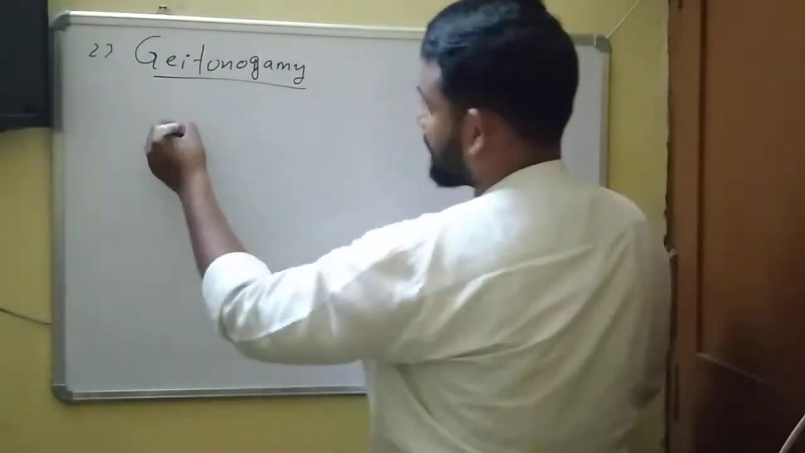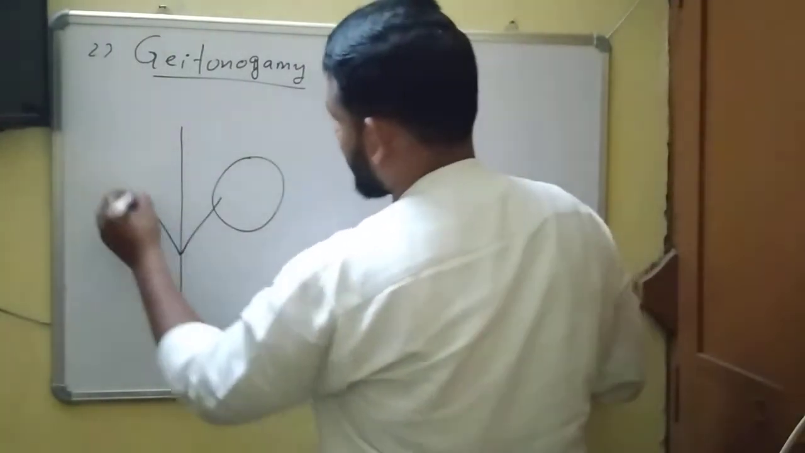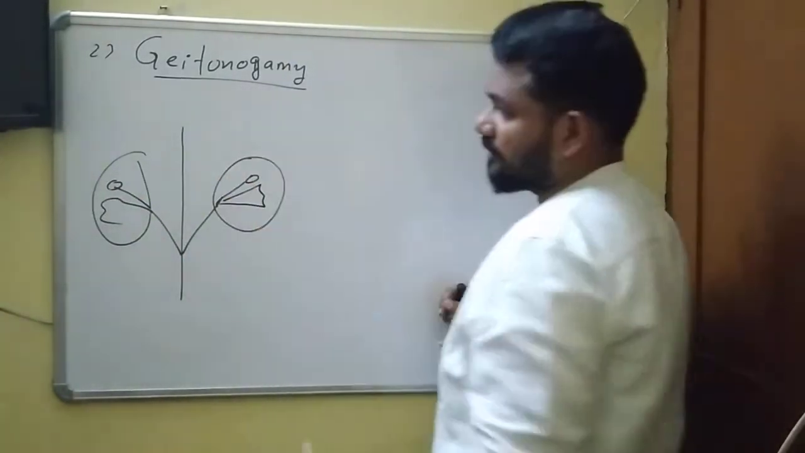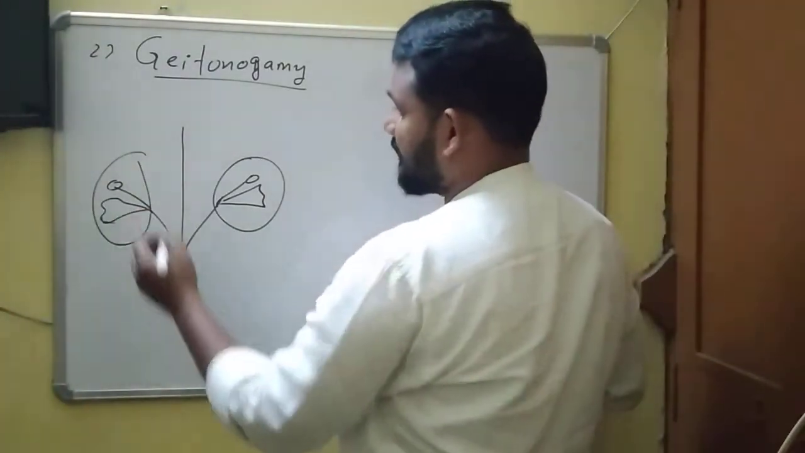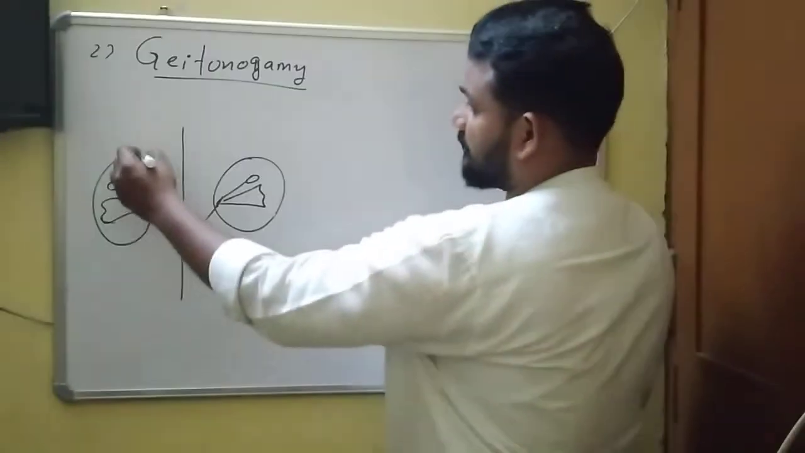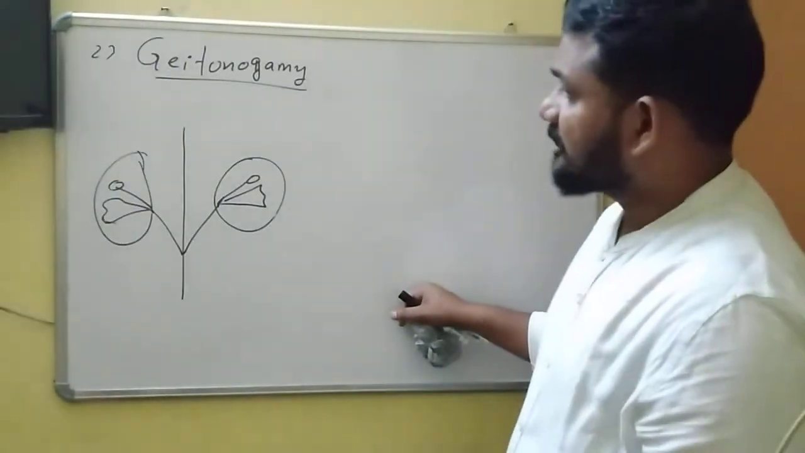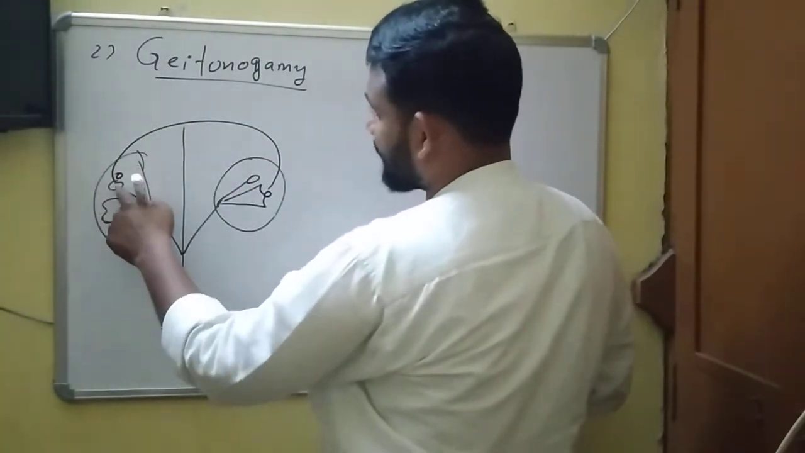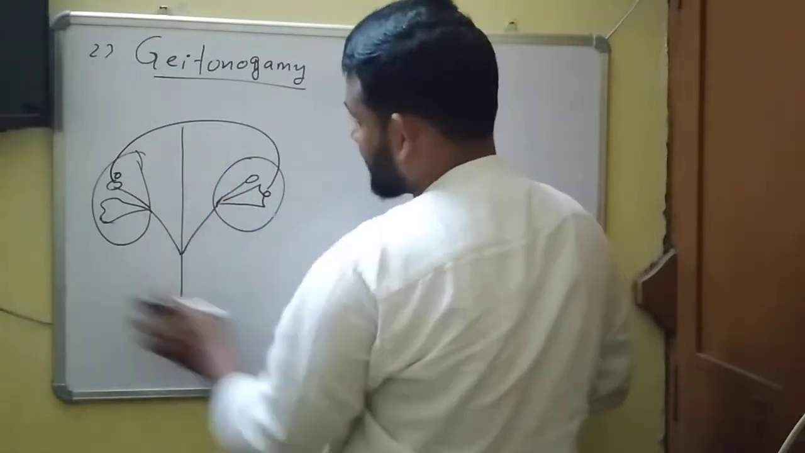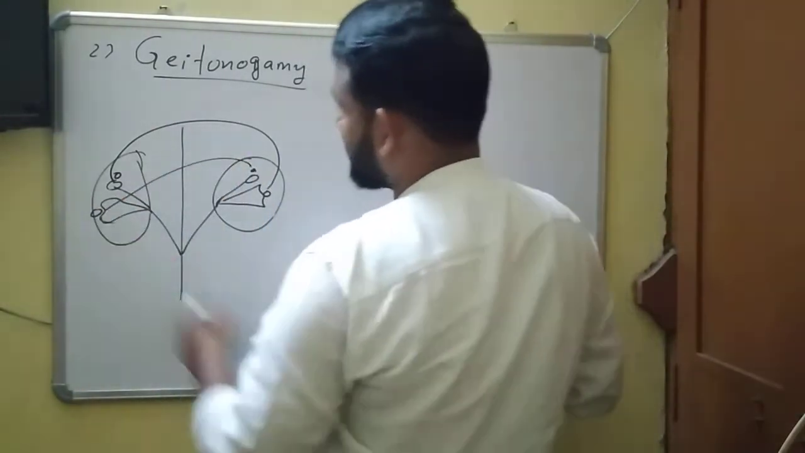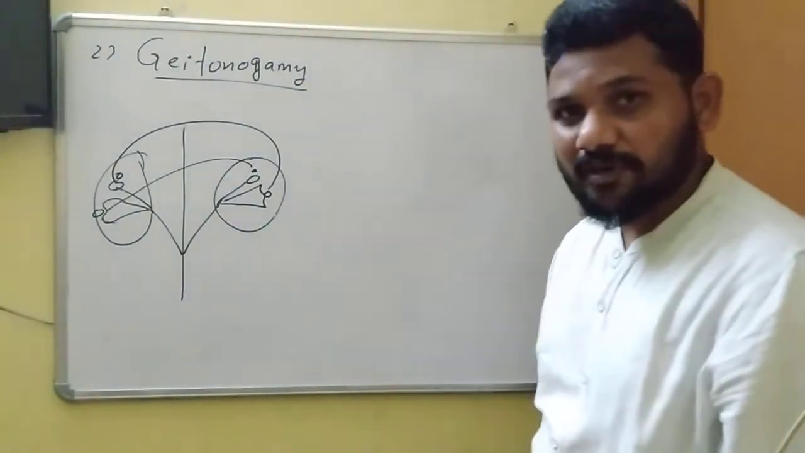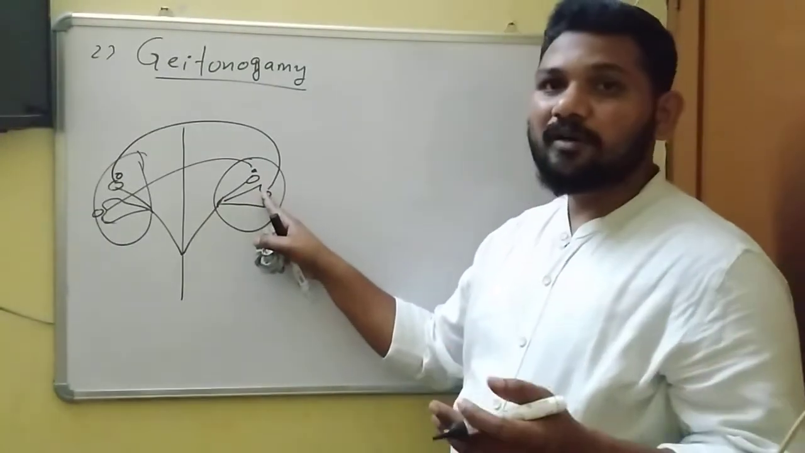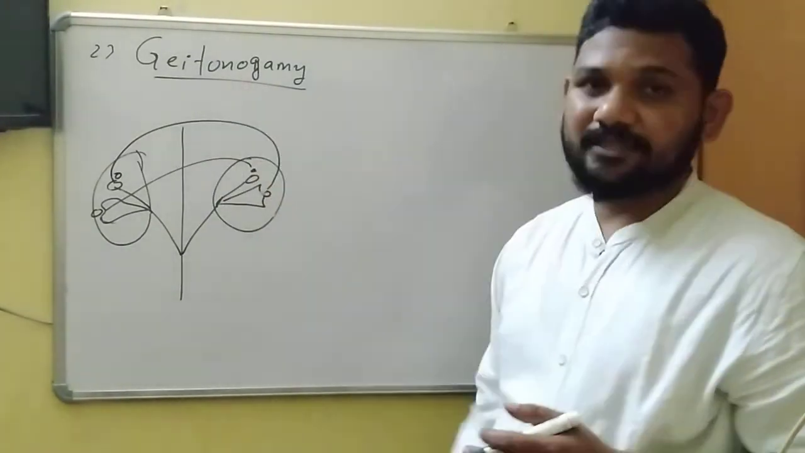Geitonogamy means there is a plant with one flower and another flower, and both have male and female reproductive organs. The flowers are different, but both flowers are present on the same plant. Transfer of pollen grain from anther to stigma of another flower of the same plant is called geitonogamy.